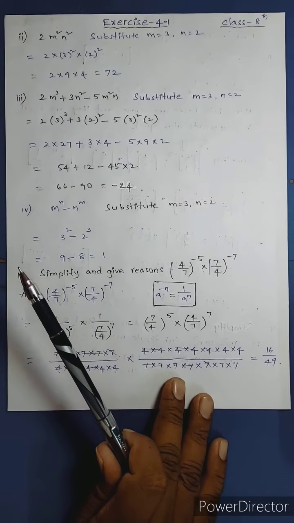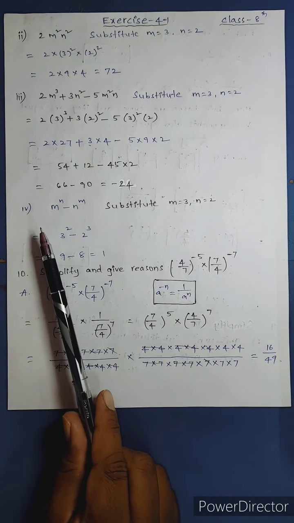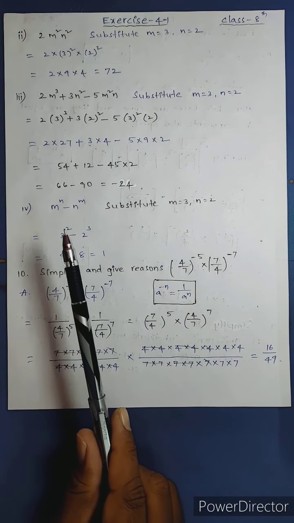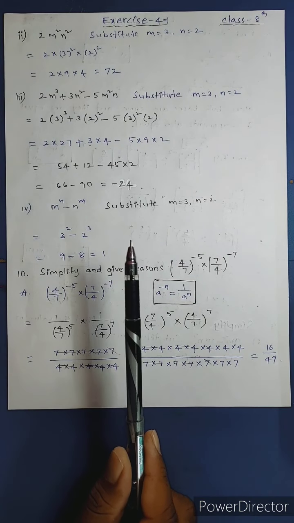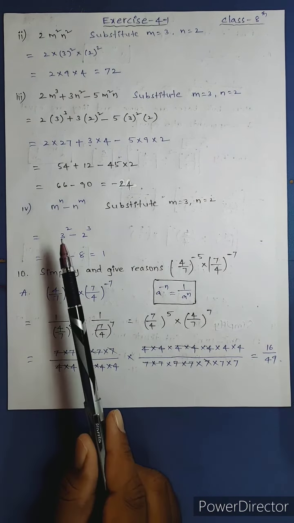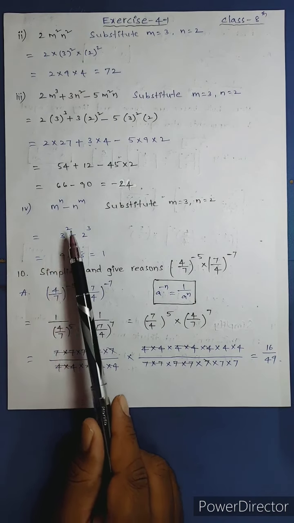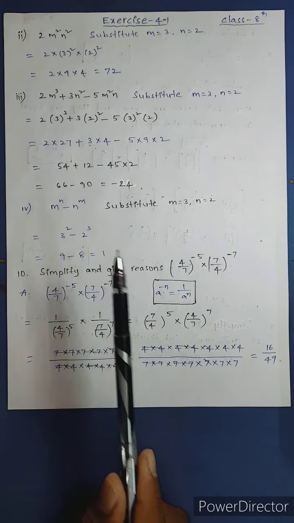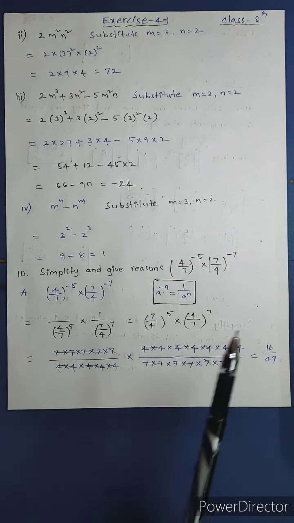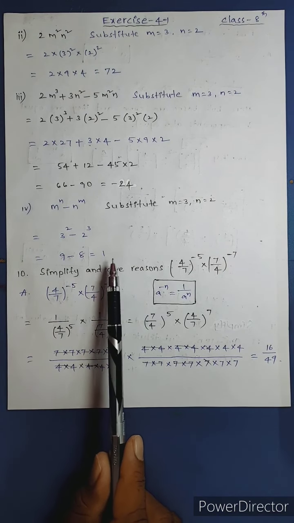Now fourth problem. M power of n minus n power of m. Substitute the value of m equal to 3 and n equal to 2. 3 square minus 2 cube. 3 square, 3 3s are 9, minus 2 cube, 2 into 2 into 2. 2 2s are 4, 4 2s are 8. 9 minus 8 gives 1.